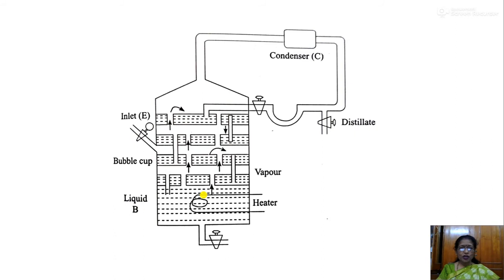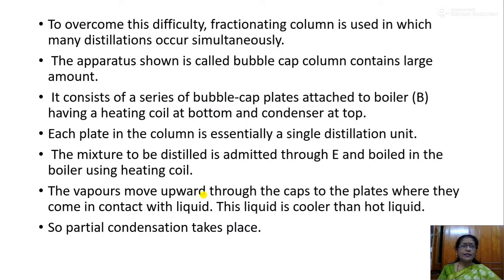Through the inlet you are passing the liquid, and through the heater you are boiling the liquid. It is converting into vapor, and the vapor is moving from one plate to another plate. From that plate to another plate it moves, and then it will be condensed to a liquid, and again it can be distilled. Now I will show this here.